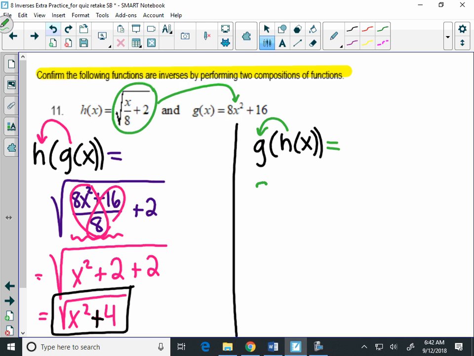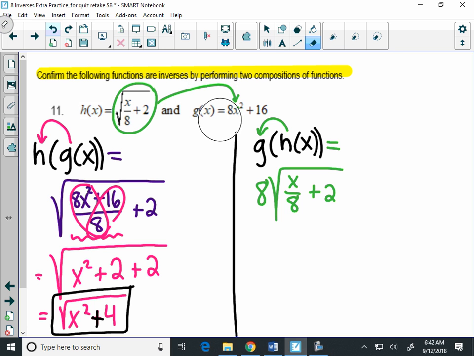I'm going to start with the 8. Now instead of x, I'm going to put the entire square root of x over 8 plus 2 in this spot, in for the x here. Now after the x is a square, so I put a square on there, and then plus 16 on the end. Now in this problem, you are not allowed to just cancel off the 8's.